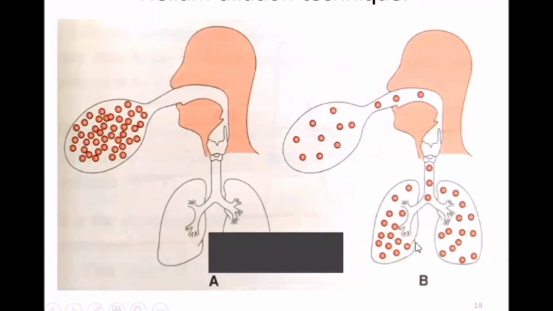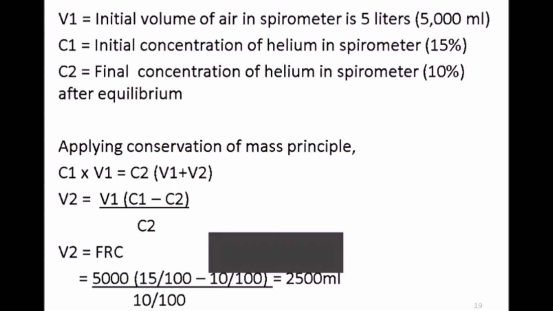So what is this volume? This V2 FRC we are calculating based on the values we are getting from V1, C1 and C2. So that's a rough calculation based on certain values. If the values are changed, the calculation changes again.